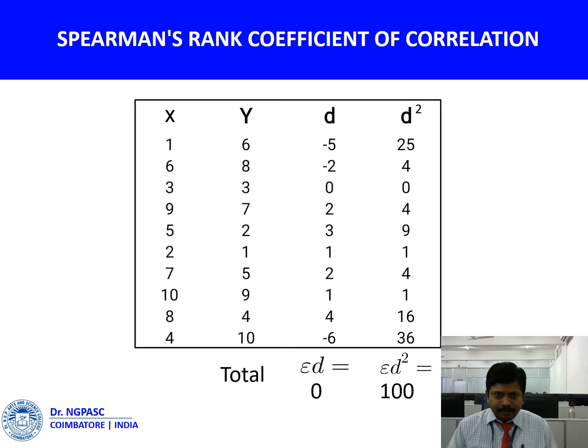Rank X is 1, rank Y is 6, D equal to rank X minus rank Y, 1 minus 6, we get minus 5. After finding all D values, we have to calculate the fourth column, that is D square. After calculating D and D square, we have to calculate the summation D and summation D square. Always summation D value is 0. We use only the summation D square value. In this sum, summation D square equal to 100.